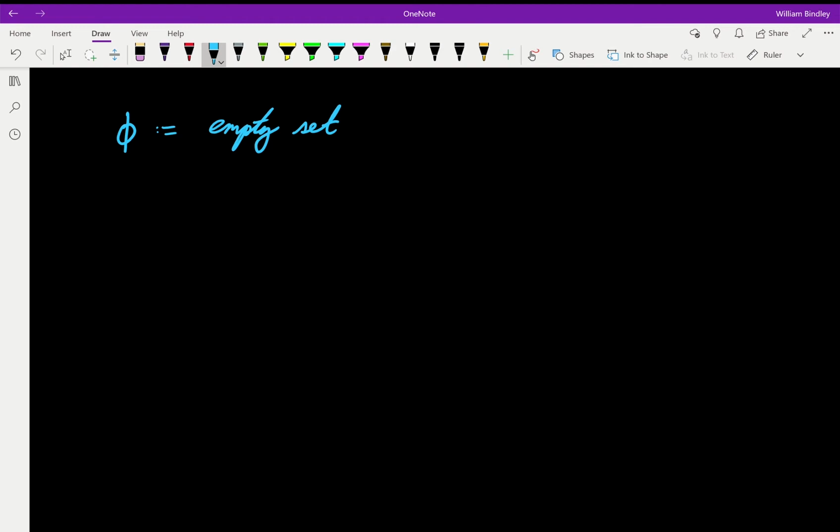I said a common mistake was to write the empty set like this. And just while we're at it, this is also another way of writing the empty set, to just write two set brackets without writing any elements between the brackets. So this here is not the empty set. And the reason it's not the empty set is because it's just not empty.